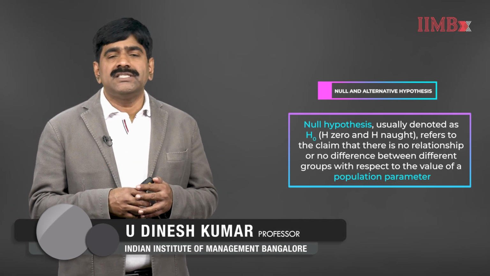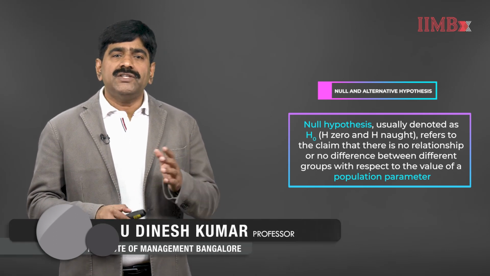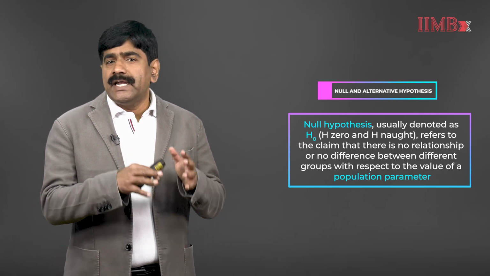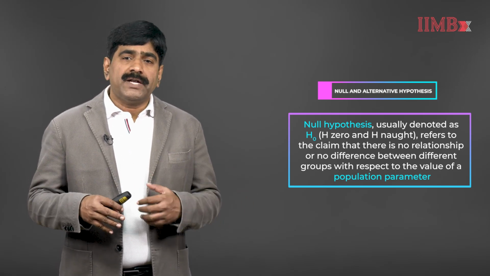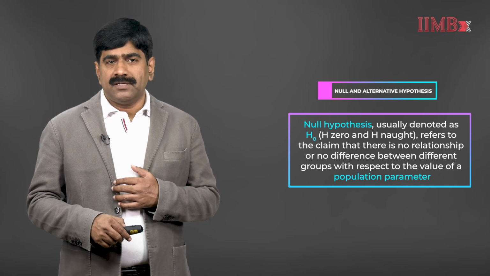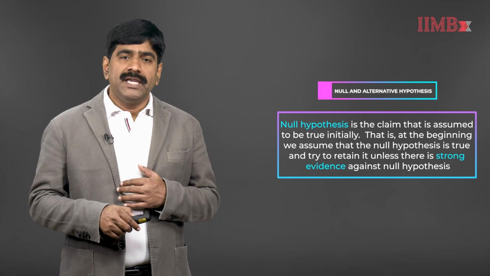So once we have these hypotheses, we go and define null and alternative hypothesis. Null hypothesis is usually denoted as H0 and refers to the claim that there is no relationship or no difference between different groups with respect to the value of the population parameter. Null hypothesis is a claim that is assumed to be true initially.